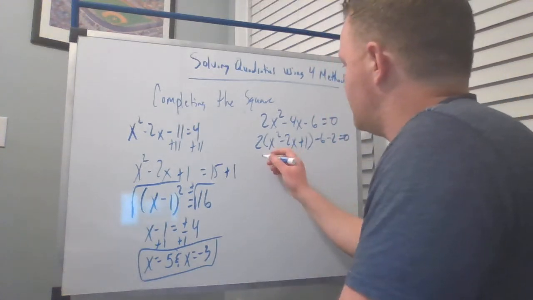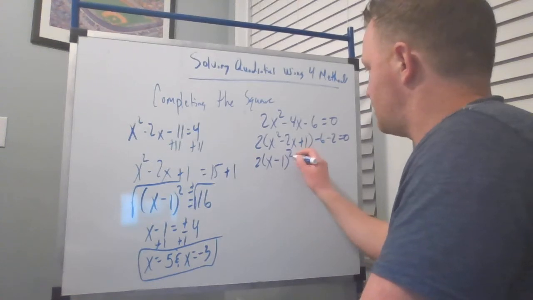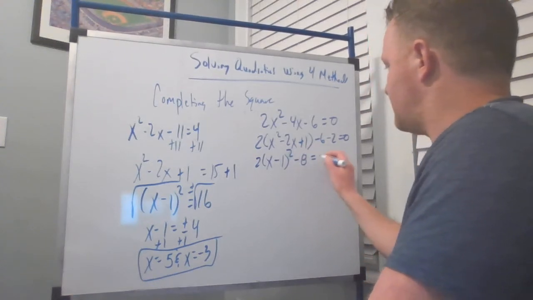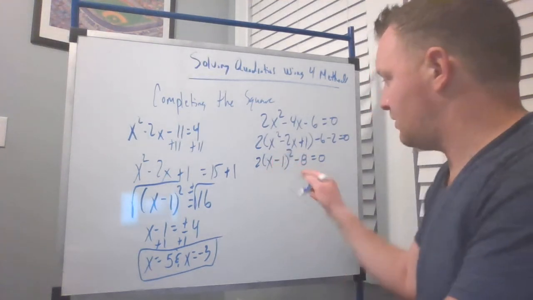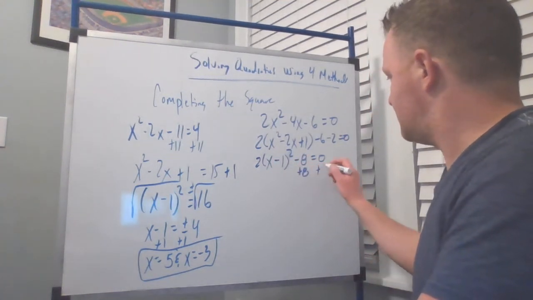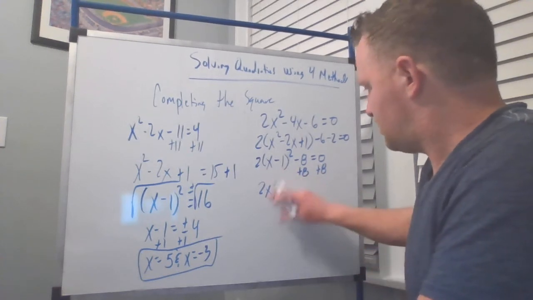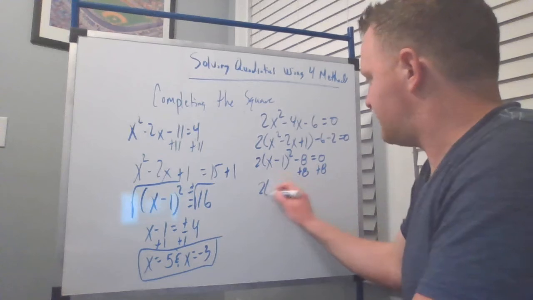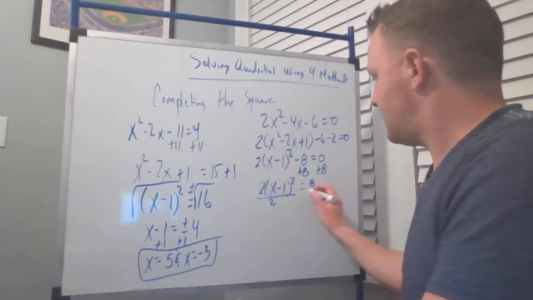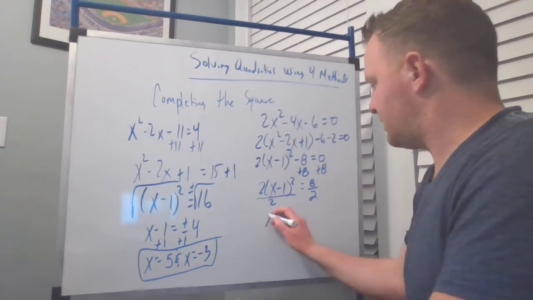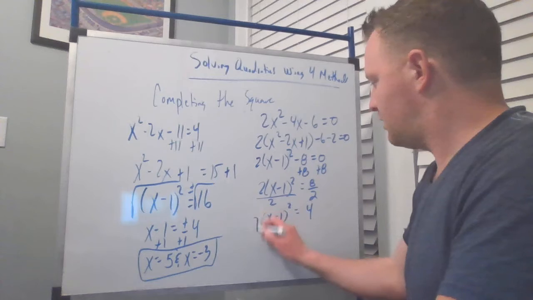Now I'm going to do 2(x minus 1) squared minus 8 equals 0. Now remember, I'm solving, I don't care about the vertex. So I'm going to add 8 to both sides. Now this says 2 parentheses x minus 1 squared equals 8. I have to first divide by 2 before I do anything else. (x minus 1) squared equals 4.